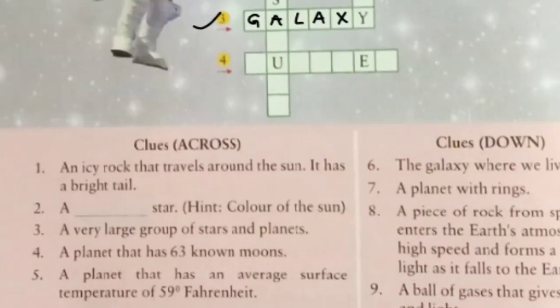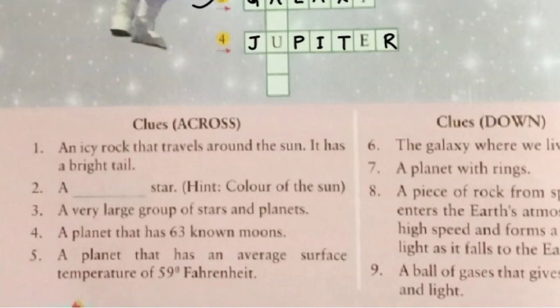A very large group of stars and planets. And this we have to fill here. What is it? Yes, it is galaxy. Okay, now let's see our number 4. A planet that has 63 known moons. Yes, you are absolutely right. It is Jupiter. Now we'll read out our number 5th.